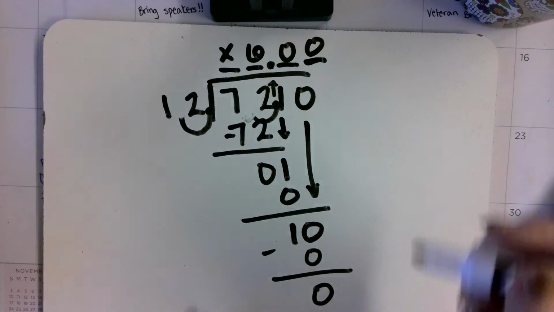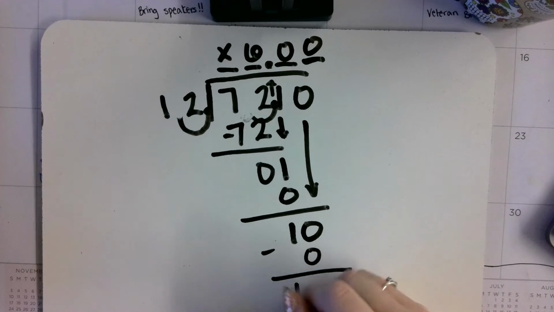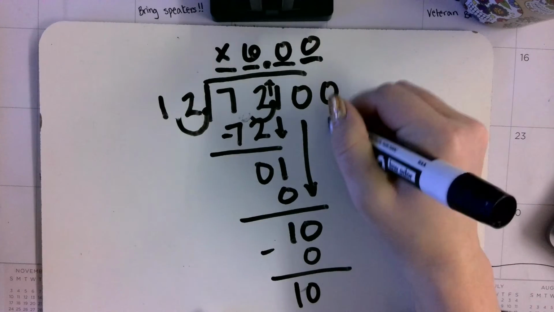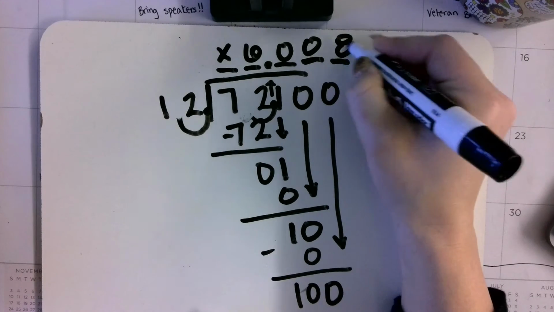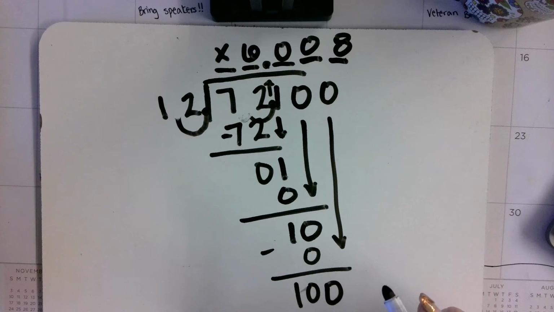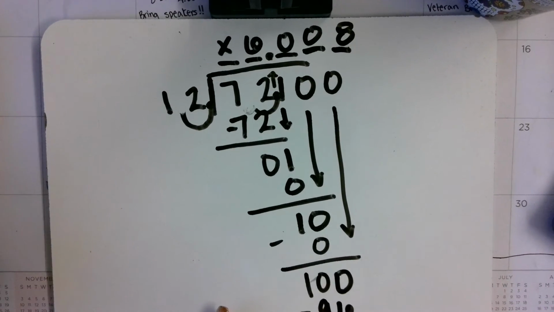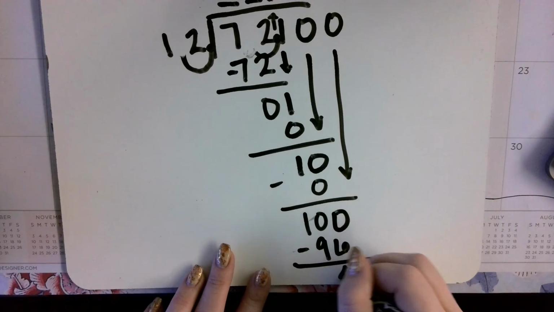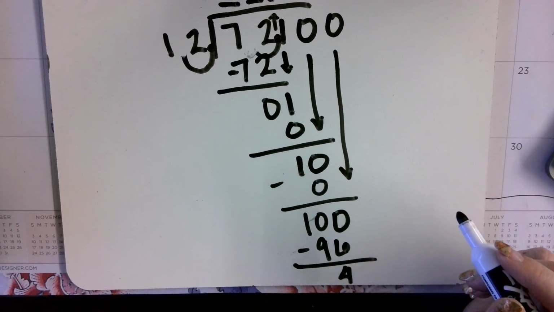Okay. And then 10 minus 0 is 10. Bring down another 0. 12 can go into 100 8 times. 8 times 12 is 96. And that's 4. And then we could keep on adding zeros and bringing zeros down in the same way.